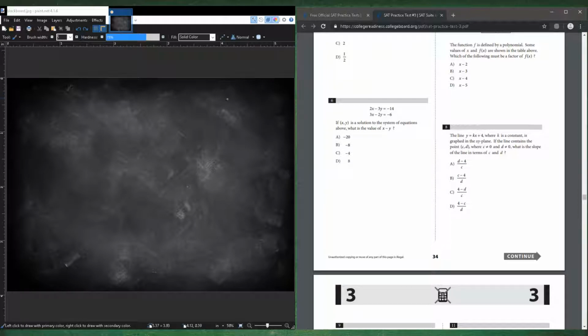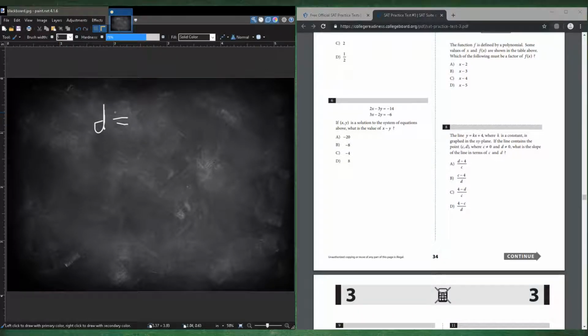The line y equals kx plus 4, where k is a constant, is graphed in the xy-plane. If the line contains the point (c, d), where c is not equal to 0 and d is not equal to 0, what's the slope of the line in terms of c and d? So we need to find k. So it goes through point (c, d), right? So y is equal to d, and x is equal to c. So we need to find k. So it will be d minus 4 divided by c is equal to k. So the answer would be A.